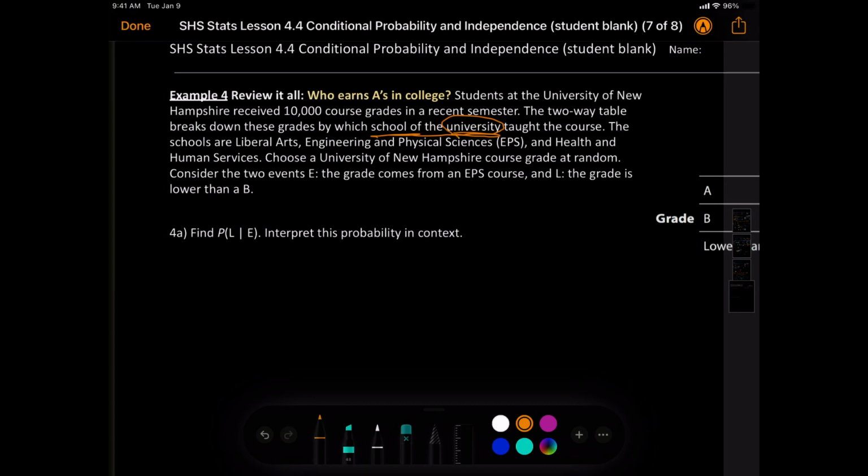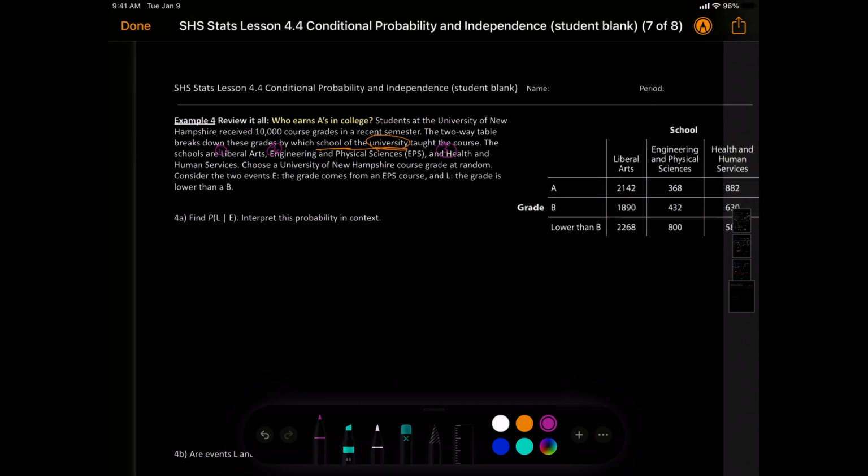Here they are. The schools are liberal arts, engineering, physical science, EPS, and health and human services. So kind of 3. Let's just number them. 1, 2, 3. Okay. Choose a University of New Hampshire course grade at random. Given the 2 events, E means that the grade comes from an EPS course, an engineering physical science course, and L means the grade is lower than a B. Okay.